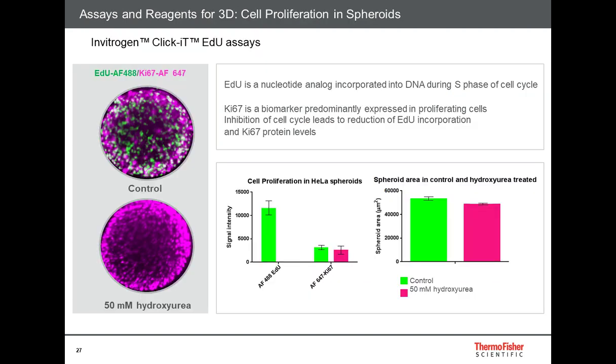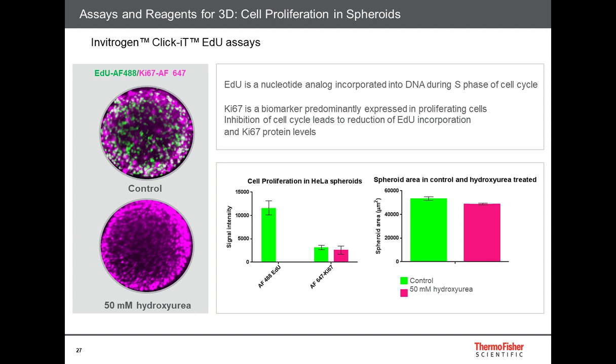So let's move on and look at another example, this time at cell proliferation in spheroids. Here we're using two different probes. One is Invitrogen's Click-iT EdU. EdU is an analog that's incorporated into the DNA of replicating cells during S phase of the cell cycle, and we can detect that here in individual cells colored green.